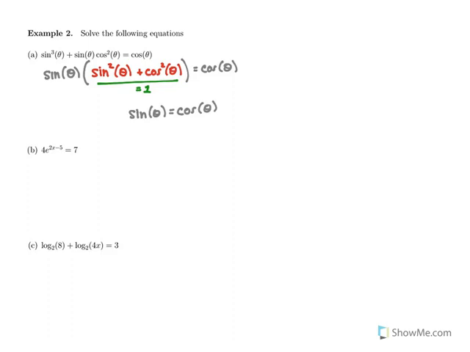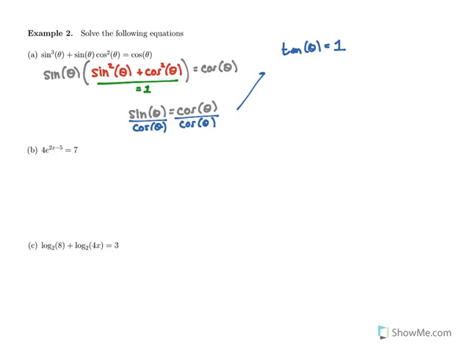And if I want to solve that, it might help to bring all the trig functions over to the other side by dividing by cosine, which would give us sine over cosine, which is the same as tangent theta, equal to 1.